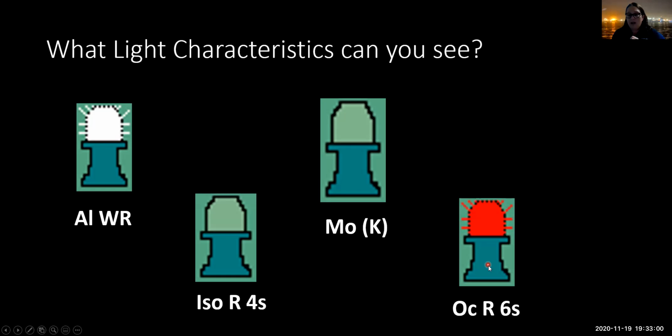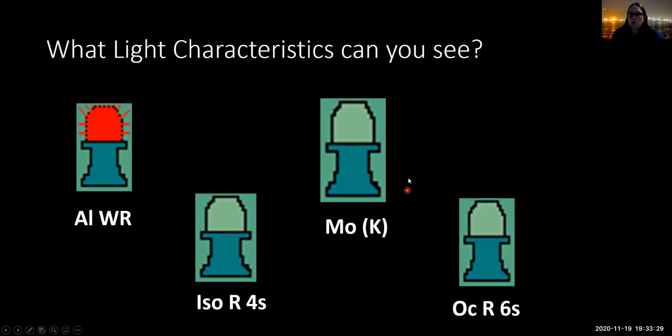Let's do the one at the bottom right here. We've got our occulting red over a period of 6 seconds. So if you wanted to count to 6, you would start counting, and when the light comes on, it will be on for a longish period. It will then go off, and it will come back on again. Remember, occult is the dark side, if you like. It flashes dark, so it will turn itself off, almost like someone's just walked in front of the light.